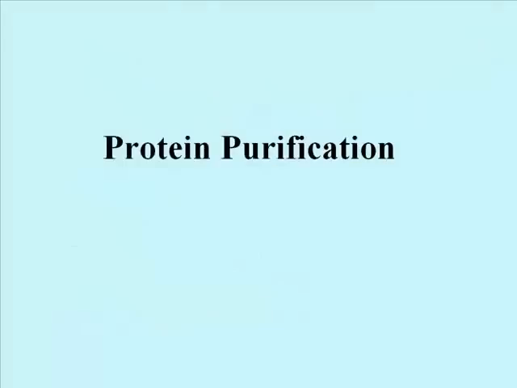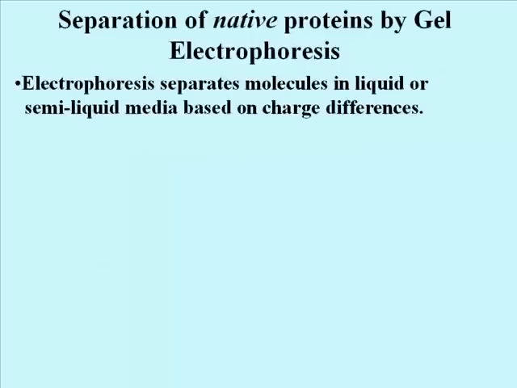Alright, so now we have these cell fractions. Let's look at a few actual methods, some of many, for purifying proteins. Proteins in their natural or native state are often initially separated by some combination of size and charge. You can look up ion exchange chromatography on your own. That's a technique that actually separates proteins solely on the basis of difference in charge. Here we'll look at native gel electrophoresis.